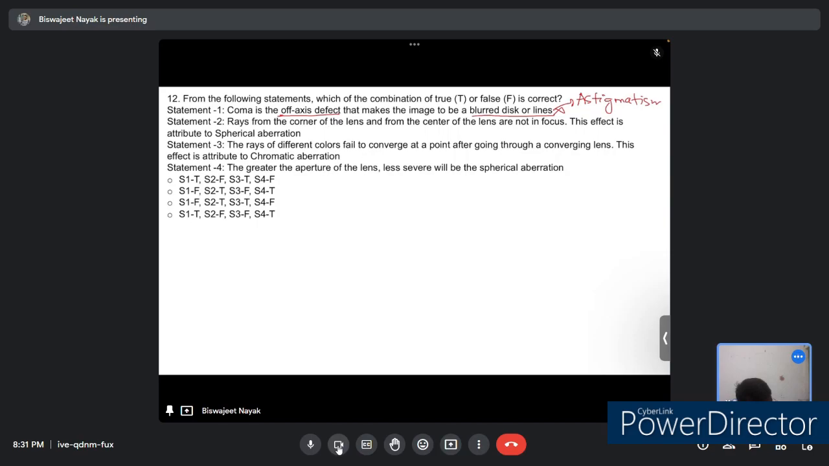That's correct. The rays of different colors fail to converge at a point after going through a converging lens. This effect is attributed to chromatic aberration. That is correct. The greater the aperture of the lens, the less severe the spherical aberration will be. That is incorrect, the severity will increase. So false, true, true, false. So the answer will be C.